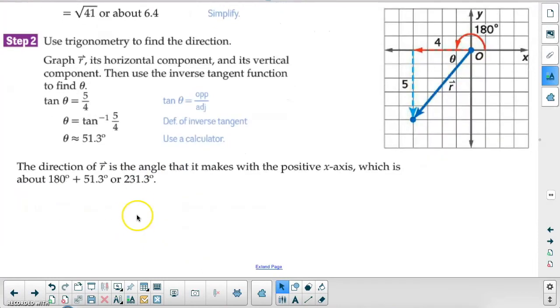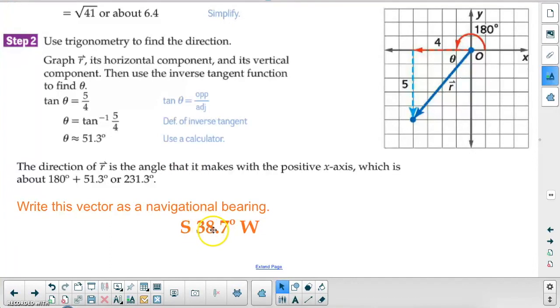If we wanted to write this as a navigational bearing, we would look at that south line and we would need that angle from south. Well, if this angle theta is 51.3 degrees, we would subtract that from 90 and get 38.7 degrees. We would be moving to the left, which in our cardinal directions would be west. So this would be 38.7 degrees west of south, or south 38.7 degrees west.